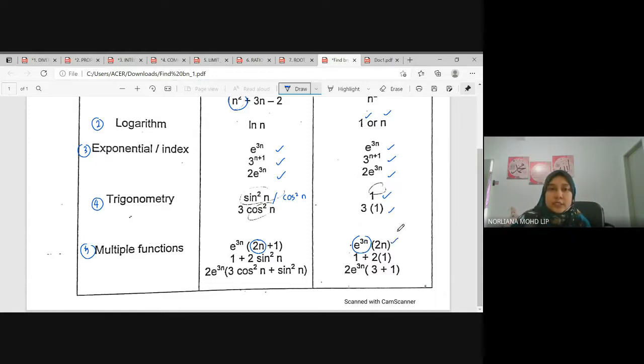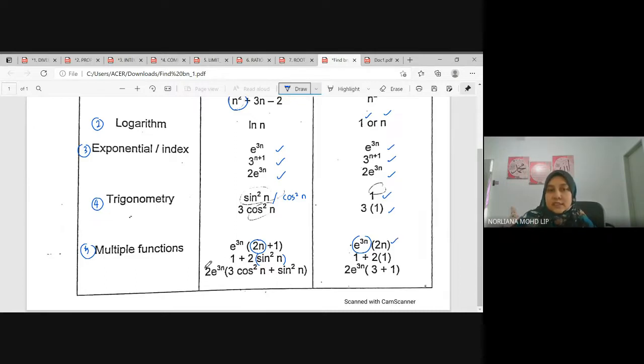Okay, second. This is 1 plus 2. It involves a constant and trigonometric. So 1 plus 2 times sin square n, which is equal to 1. Sin square n is 1, that's the bn. So 1 plus 2 times 1 is 3.